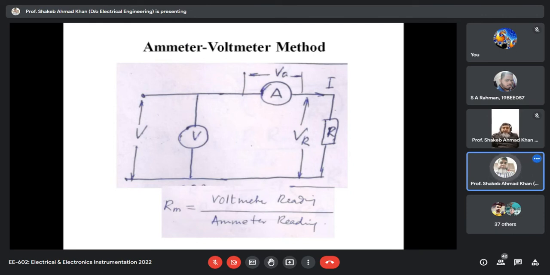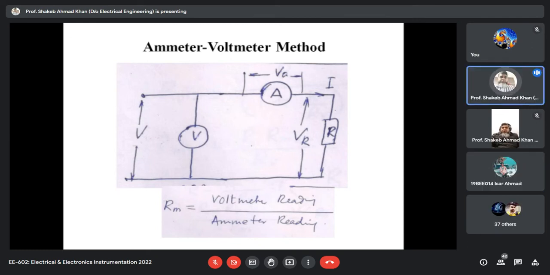Any other thing? The voltage drop across the ammeter, sir. The voltmeter will measure that also. Voltage drop is another issue. Yes, sir. That's correct. Any other thing? Yes, sir. In the voltmeter there will also be current leakage, because it will also draw some current. That won't affect as far as this circuit is concerned.